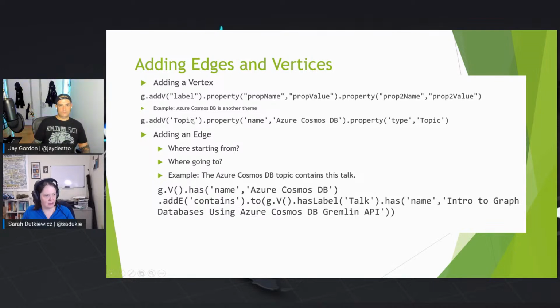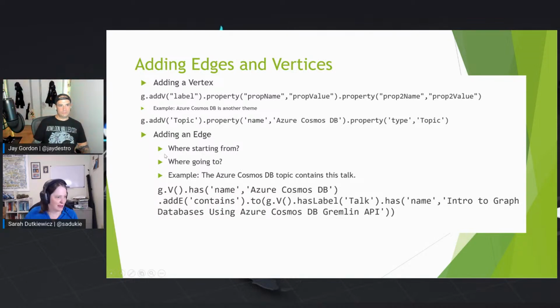So the example I use is we want to add a topic for Azure Cosmos DB. What does that look like? So g.addV topic, add property name. It's called Azure Cosmos DB and the type is topic. Notice here, I don't have to say anything about what the ID is on this. Azure Cosmos DB handles that under the covers. So all those GUIDs that we saw, nothing we need to worry about. At least not in this part.